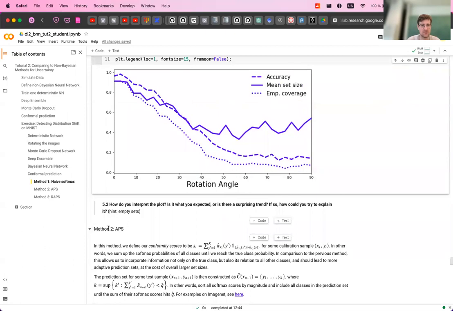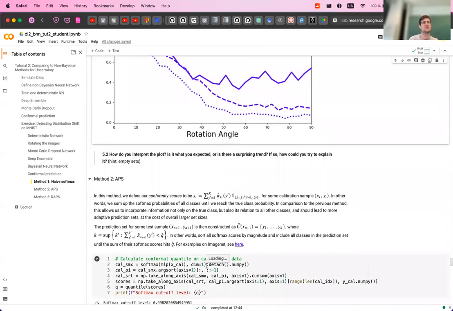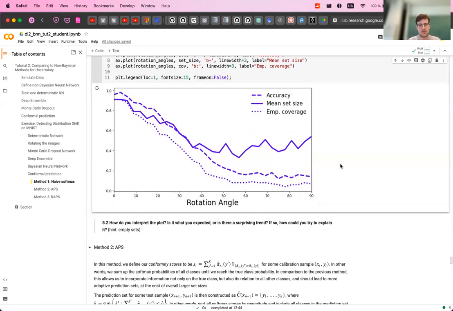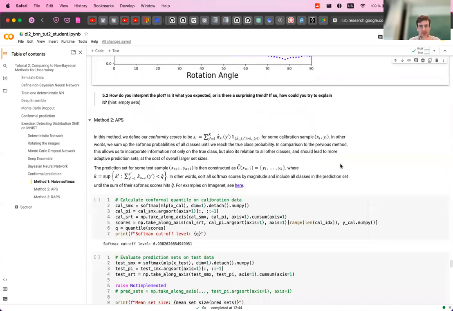But we'll see now that in the two following methods, which are a little more sophisticated, we can actually counter this effect. This was a bit like a trick question.